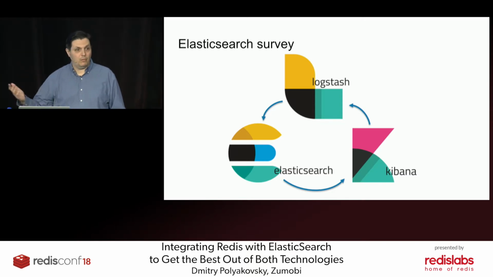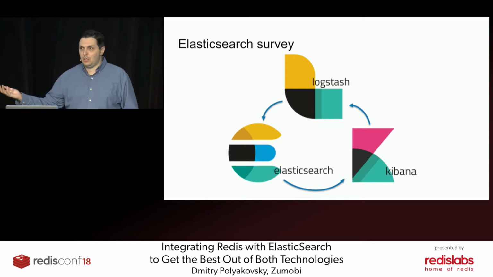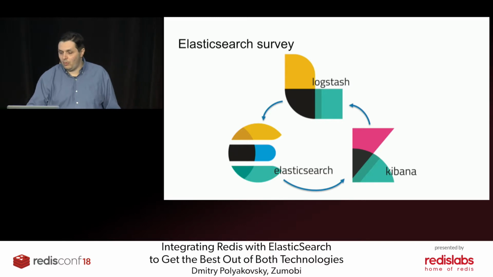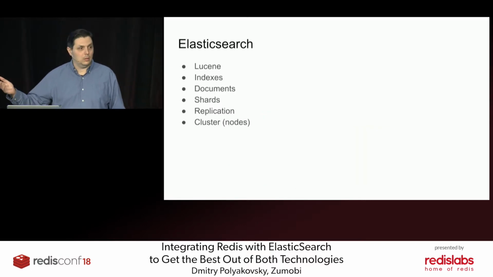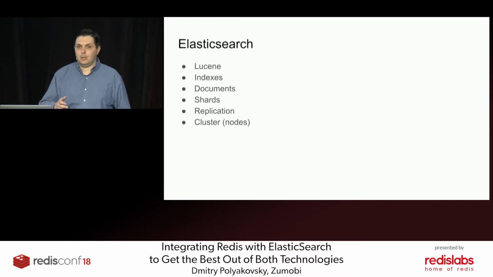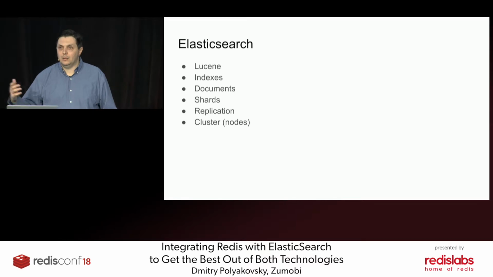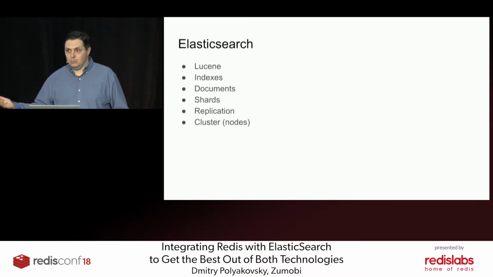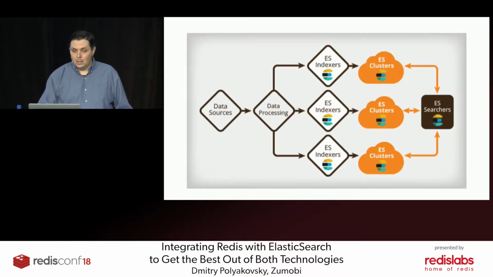OK, so everybody familiar with the ELK Stack, Elastic, Logstash, Kibana? So very quick overview. Elastic, based on Lucene. You have documents that go into indexes. It can be sharded and replicated between nodes and cluster. You get scale out and some data durability in case of server loss. Here's a very high-level diagram. You get some data, you process it, index it, and it can be searched via cluster or even clusters, plural.